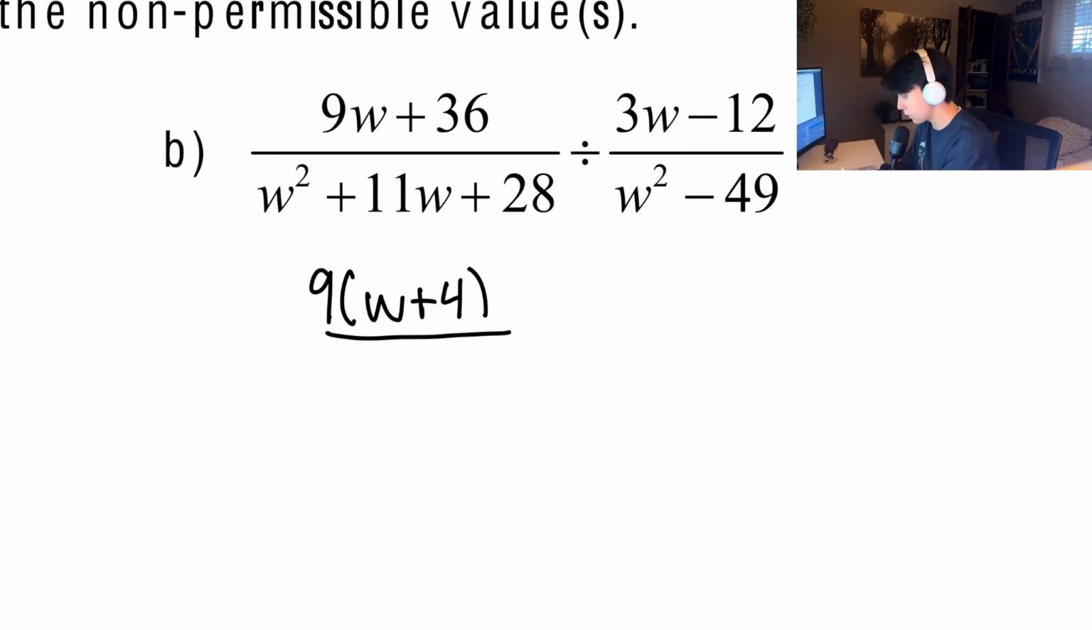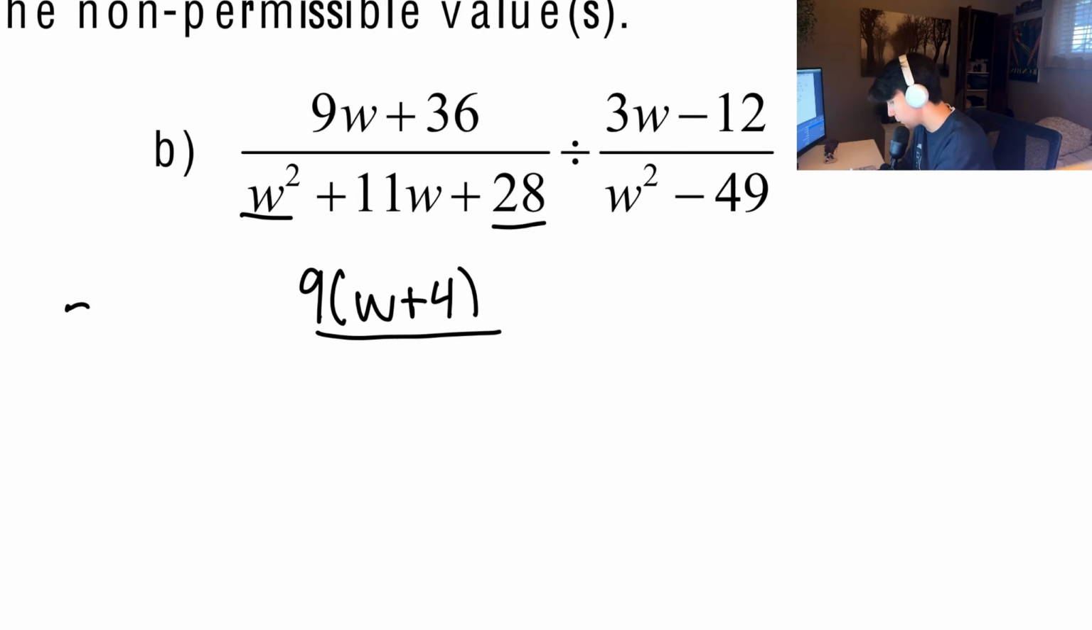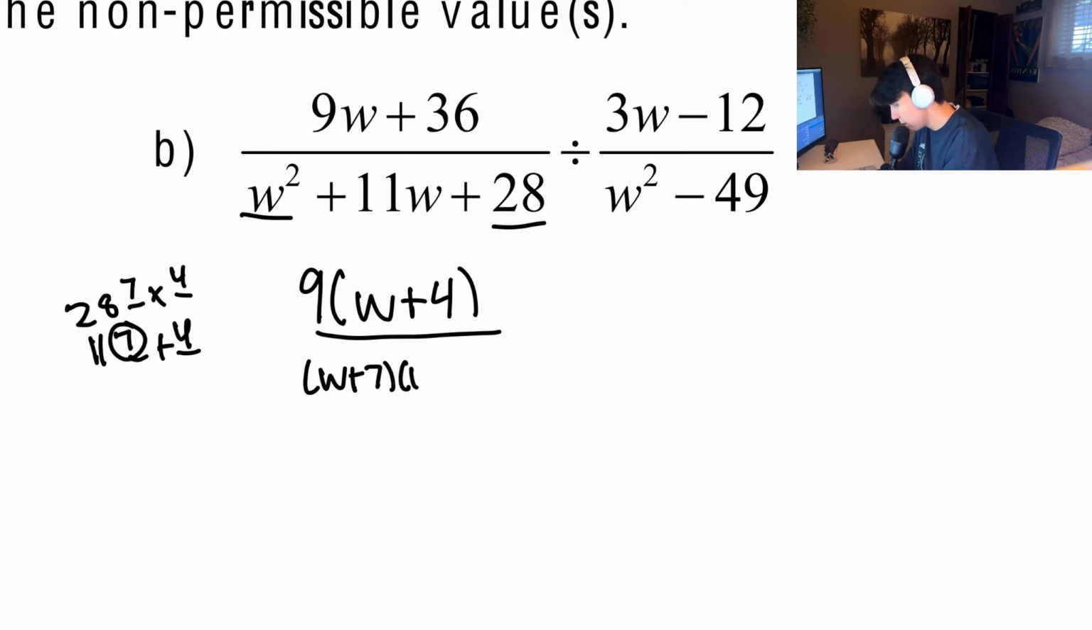So let's factor this denominator here. So we have two numbers that multiply to 28, but add to give us 11. So two numbers that multiply to give us 28 is going to be 7 and 4. And add to give us 11 will be 7 and 4. So since we're factoring by inspection, I'm just going to put a W in front of our two numbers here. So W plus 7 and W plus 4 will be our fully factored denominator there.